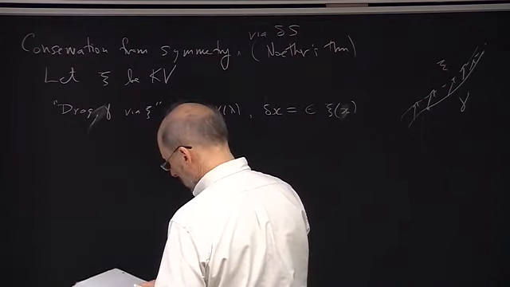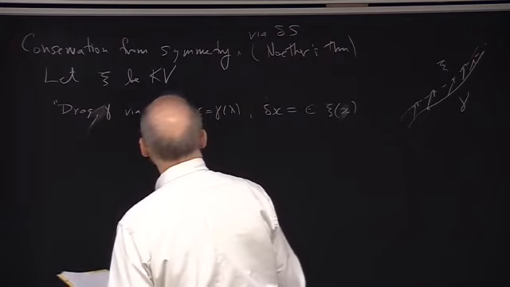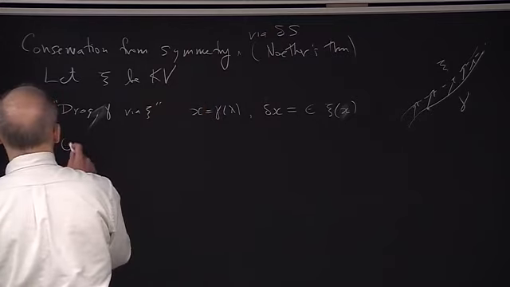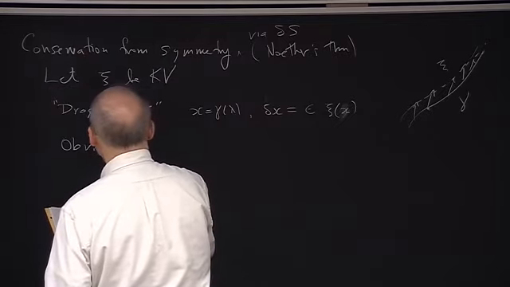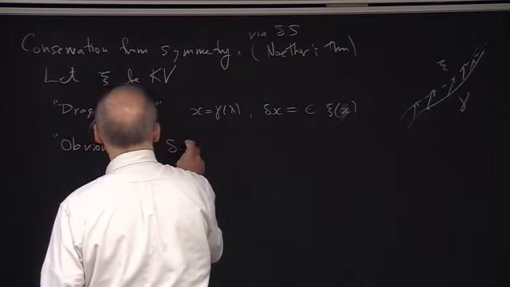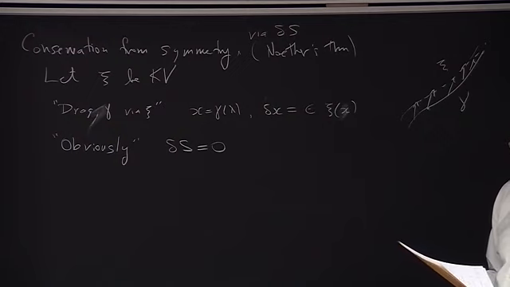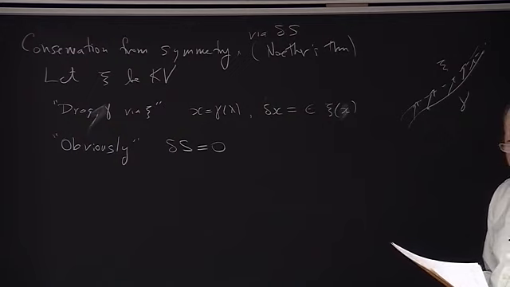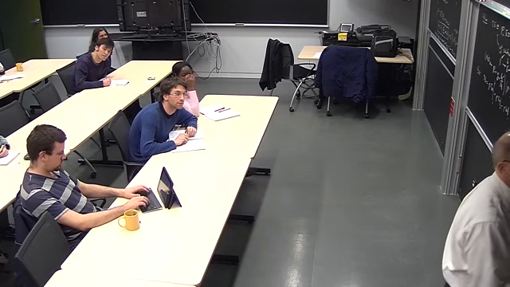Now, I claim this is another one of these obvious things that are supposed to be obvious. So I claim that obviously in this process, the variation of the action is 0. Is it obvious? If you think it's obvious, raise your hand. Only one. Okay, here's the way to make it obvious.